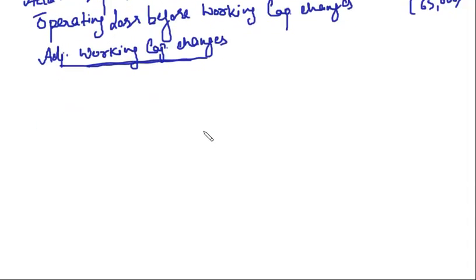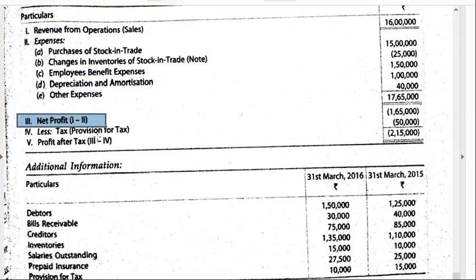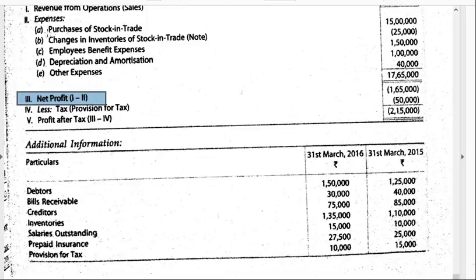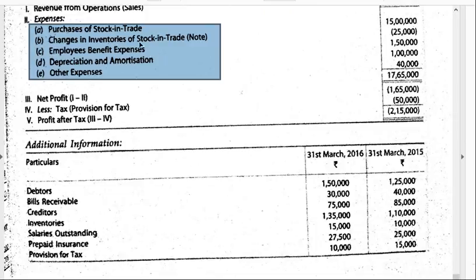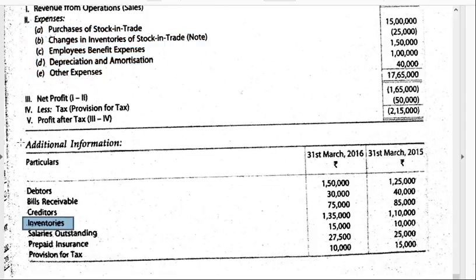So now we have to adjust working capital changes. I'll say what is to be added and what is to be subtracted. Clear? Let's see. Debtors, because in the upper information here we have just the inventories or stock in trade that is to be dealt in the current assets, right? We have that information here also, so nothing to worry about this. We have all the information in additional information only, right?